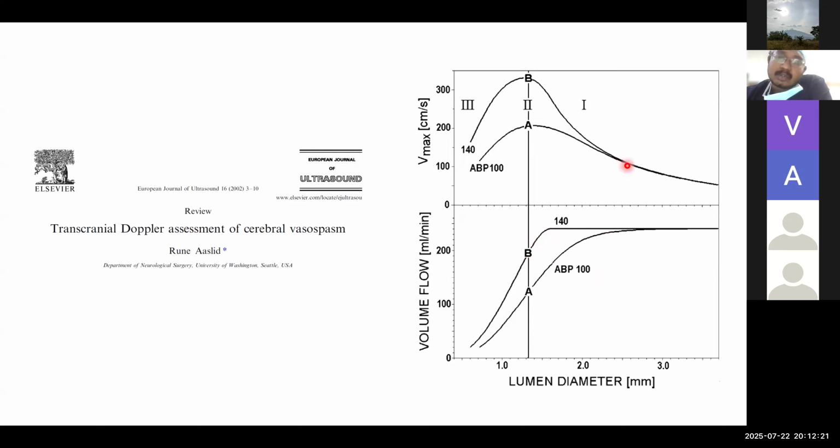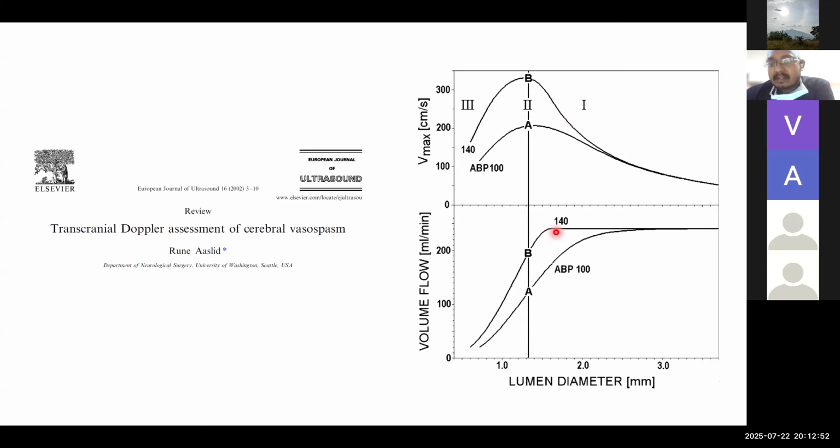A similar thing is seen with the velocities. So the takeaway point is that, although we relate velocities to flow in transcranial Doppler, this is a bit of an outlier where, up to a certain point, velocities and flow do not match. So that is why taking velocities alone for the diagnosis of vasospasm is not an accurate method.